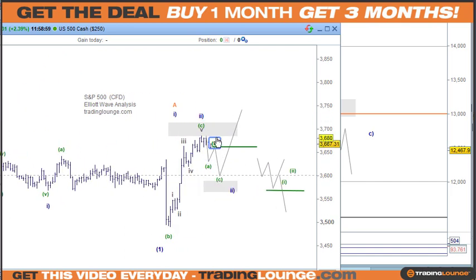And once we get up here, when we can call that top in, we're going to get 5 waves here anyway, right? So as I mentioned in the S&P video, the stocks have to climb a little bit higher.